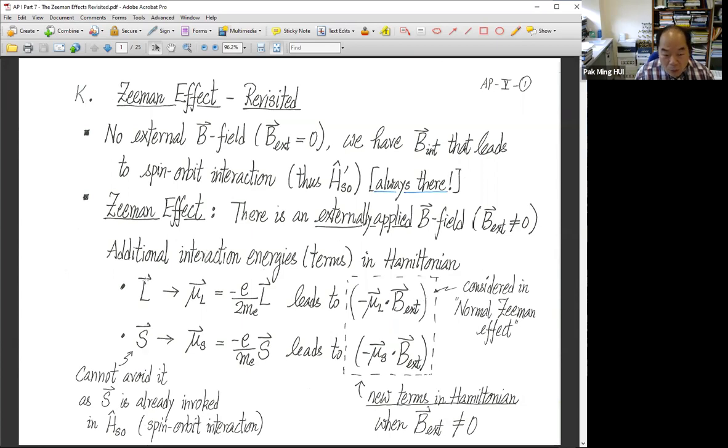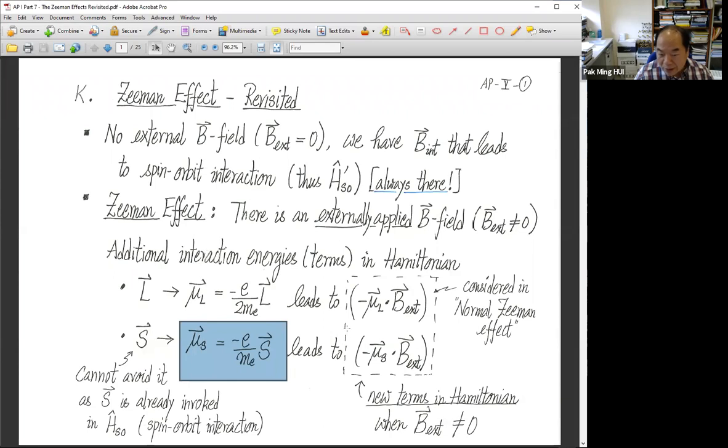If we have orbital angular momentum, we will have that one associated with L. This is the orbital magnetic dipole moment. We studied it before, Zeeman effect. Therefore, we will expect this interaction energy to appear in the Hamiltonian. That is due to the orbital magnetic dipole moment. But now we include spin. There will be a spin magnetic dipole moment.